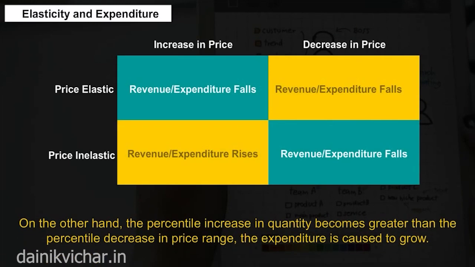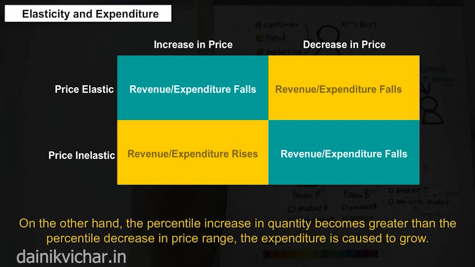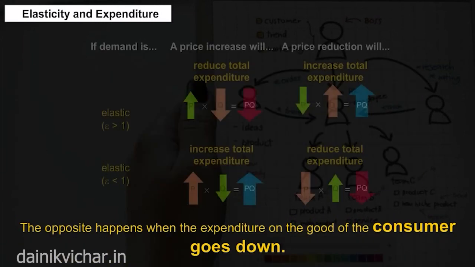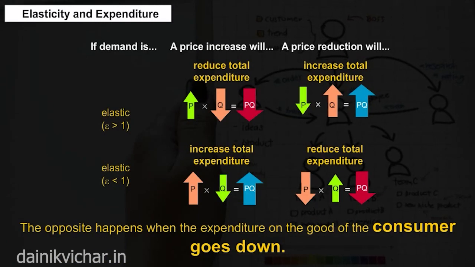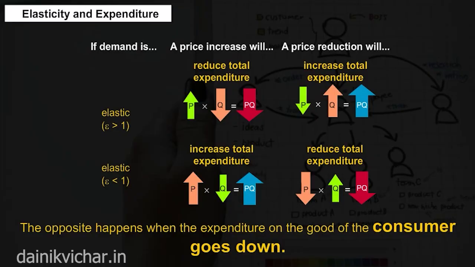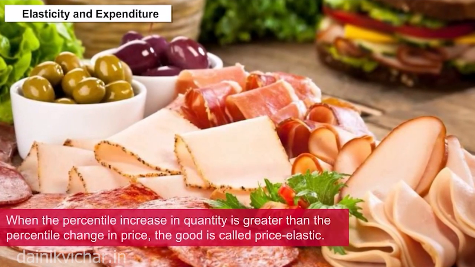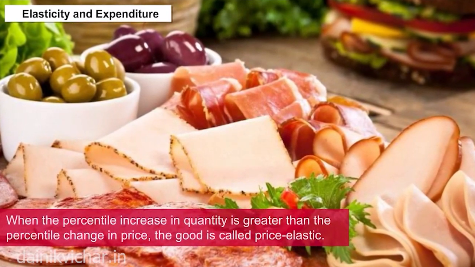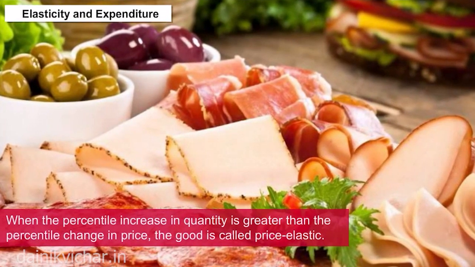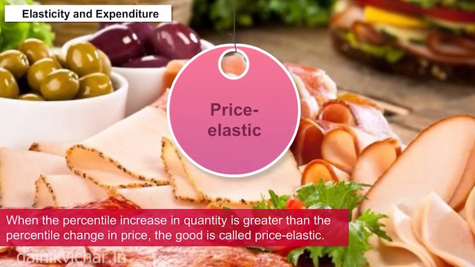On the other hand, when the percentage increase in quantity becomes greater than the percentage decrease in price, the expenditure grows. The opposite happens when the expenditure on the good by the consumer goes down. When the percentage change in quantity is greater than the percentage change in price, the good is called price elastic.